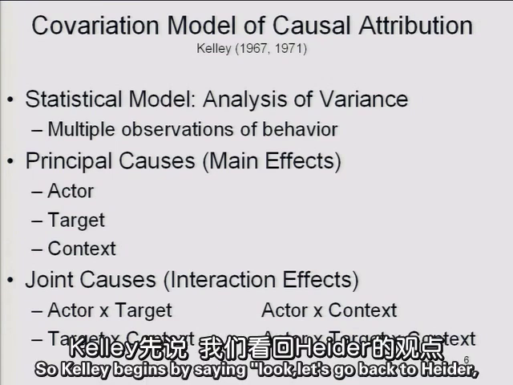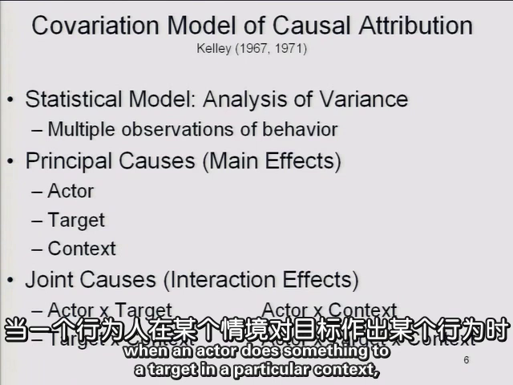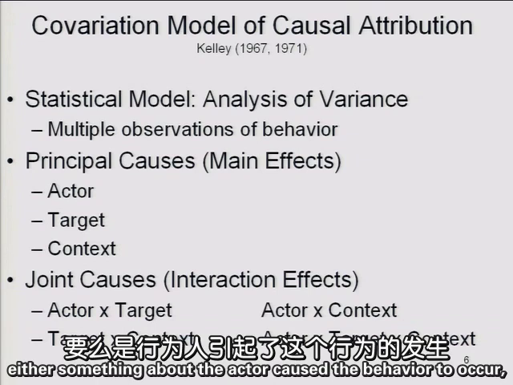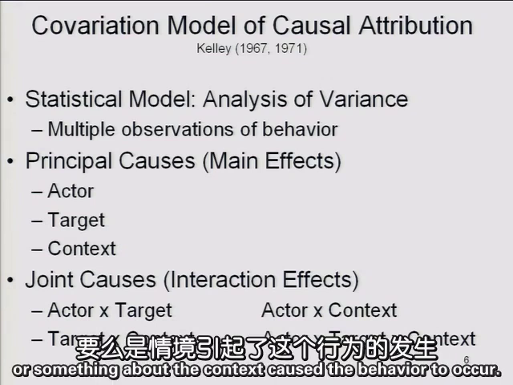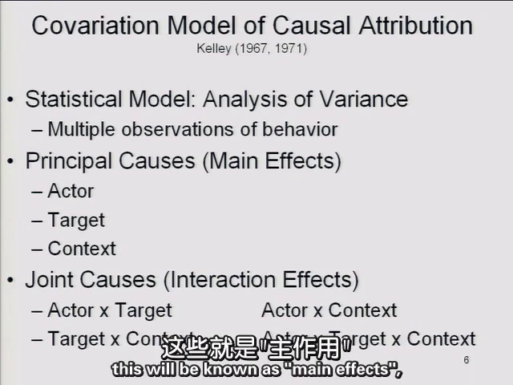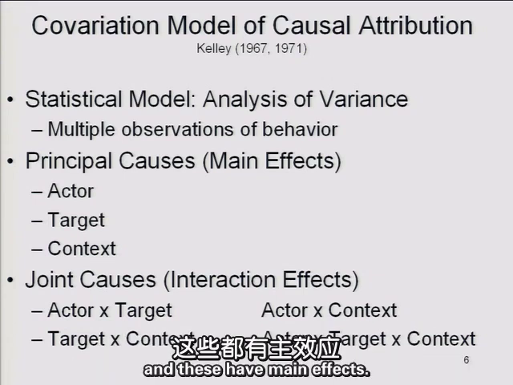So Kelly begins by saying, look, let's go back to Heider, let's go back to Lewin for a second, and it turns out that when an actor does something to a target in a particular context, that gives you three principal causes of behavior. Either something about the actor caused the behavior to occur, something about the target caused the behavior to occur, or something about the context caused the behavior to occur. In the terms of the analysis of variance, these would be known as main effects, because you have an actor variable and a target variable and a context variable, and these have main effects.